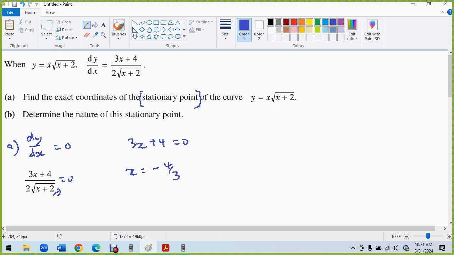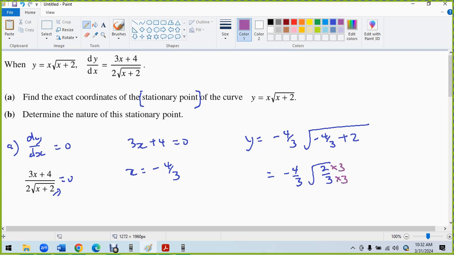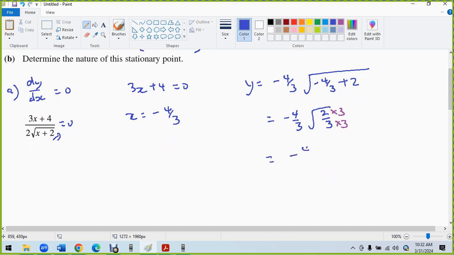And we need to find the coordinate. Then the y will be negative 4 over 3 times square root of (negative 4 over 3 plus 2). So it will become negative 4 over 3 times square root of 2 over 3. So this one I multiply with 3 here. Then it will become negative 4 over 9 square root 6.